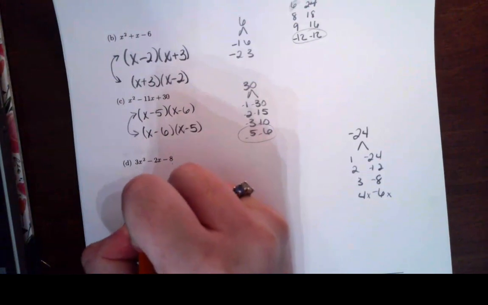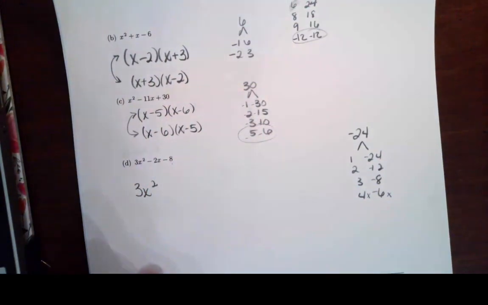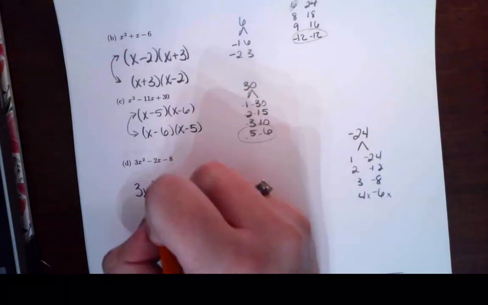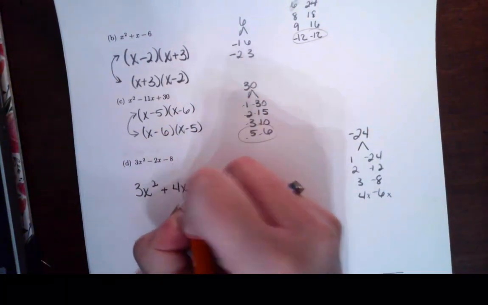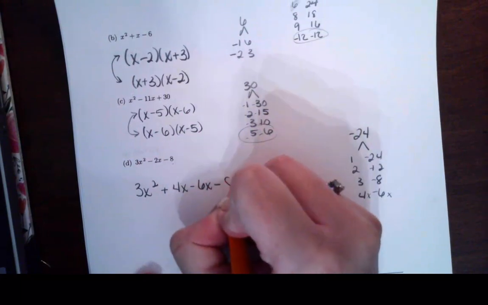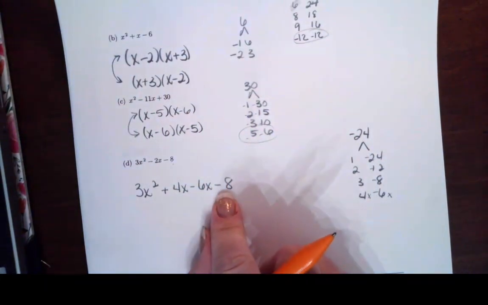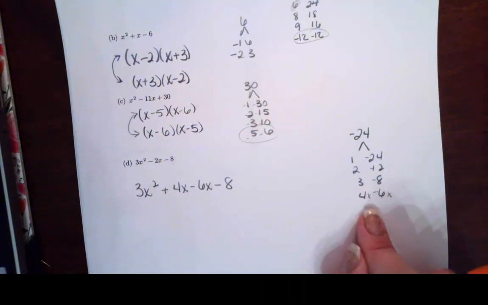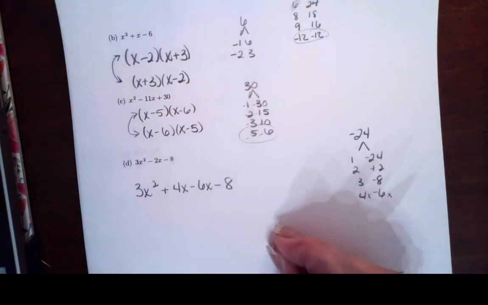But I'm going to write the first term, which is 3x squared, followed by either one of these. I don't care. So I'm going to do a positive 4x and a negative 6x, and then end cap that thing with a negative 8. So I replaced my negative 2x with these two things, which equal negative 2x. So I haven't changed what it is. I've changed what it looks like.